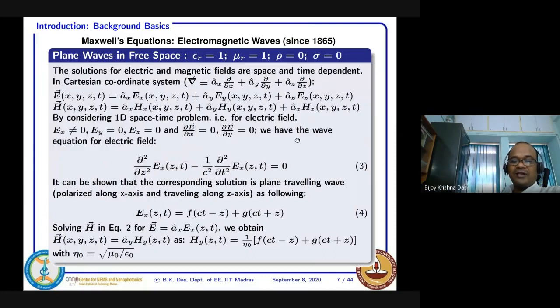In that case, you will find that the Y component, if it is there, satisfies equations 1 and 2. The Y component of the magnetic field should also be z dependent and time dependent. So that solution will be the same as equation 4, but it will be scaled by eta. Eta is called intrinsic impedance, and it is the square root of mu 0 by epsilon 0.